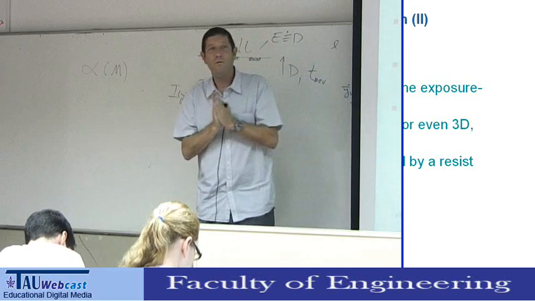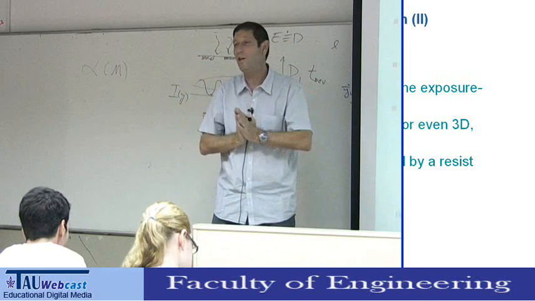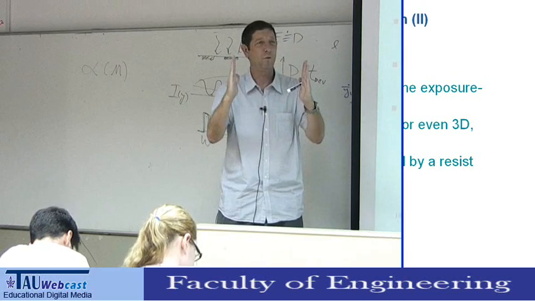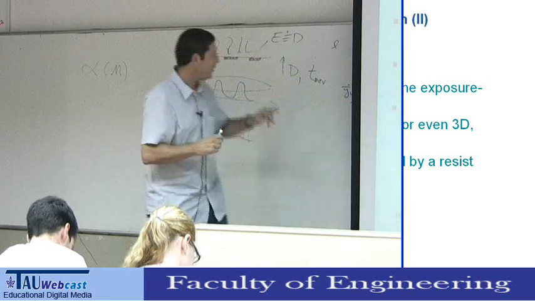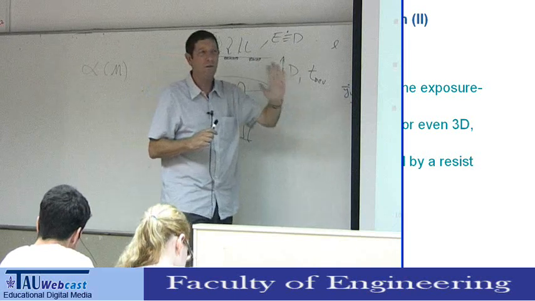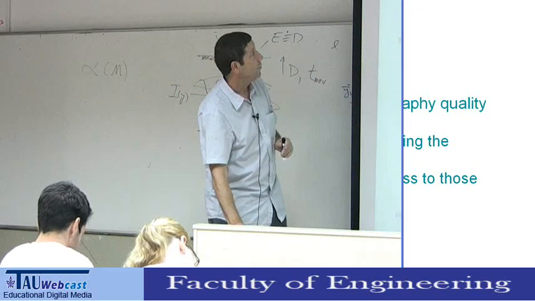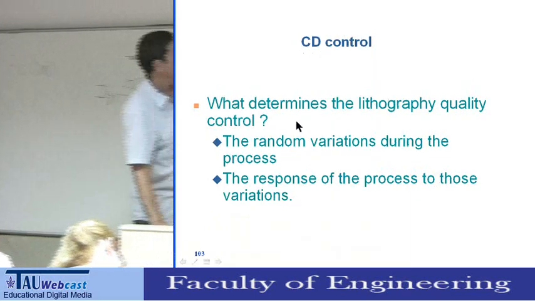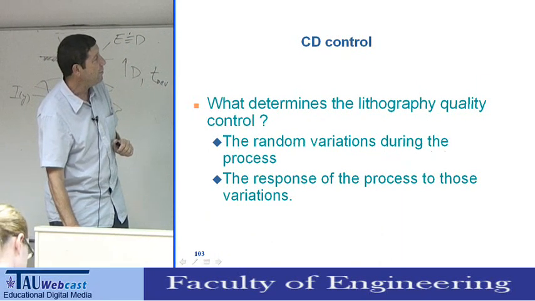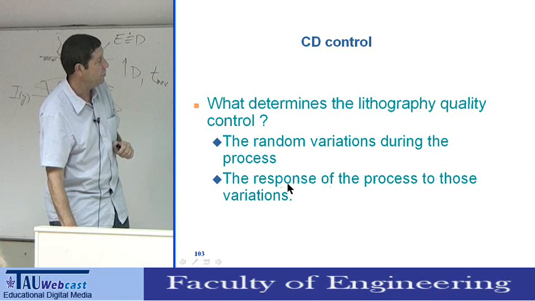So the best lithography is to find the conditions, and it's a problem in the field of optimization and control, to find the best conditions where you have a wide process window, which means even if you change D a little bit, or change the development time a little bit, you still have the best possible results. And I'm going to show you some examples of how to do it. We call this CD control. So what determines the lithography quality control? We have the random variations during the process, and we have the response of the process to these variations.